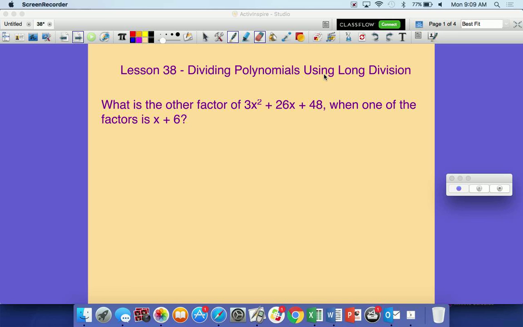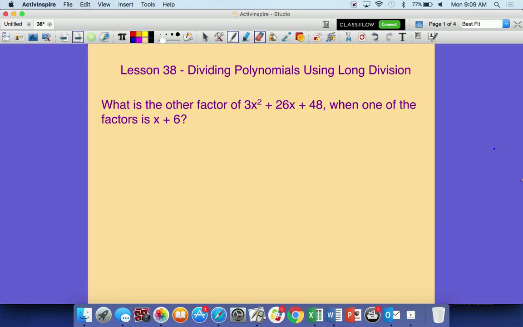Alright, today we're going to go over lesson 38, which is dividing polynomials using long division. Now I realize for a lot of you it's been a long time since you've used long division, probably back in elementary school, but those same steps that we did way back then we can still do today.